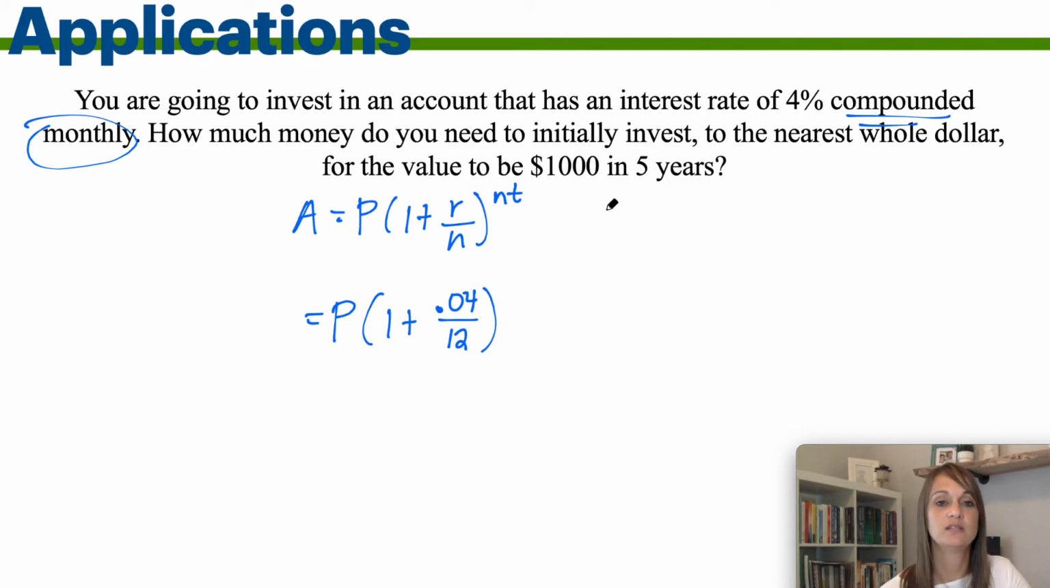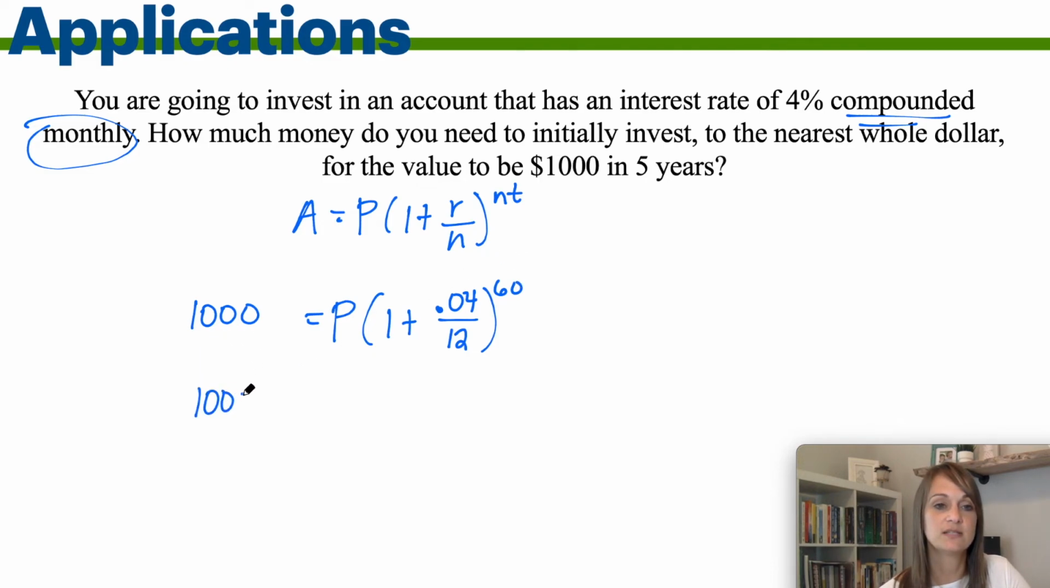You want to know how much money you need to invest in order to have $1,000 in the account after 5 years. If it happens monthly, that is 12 times a year. After 5 years, that means it happens 60 times, because it's happening 12 times a year for 5 years.